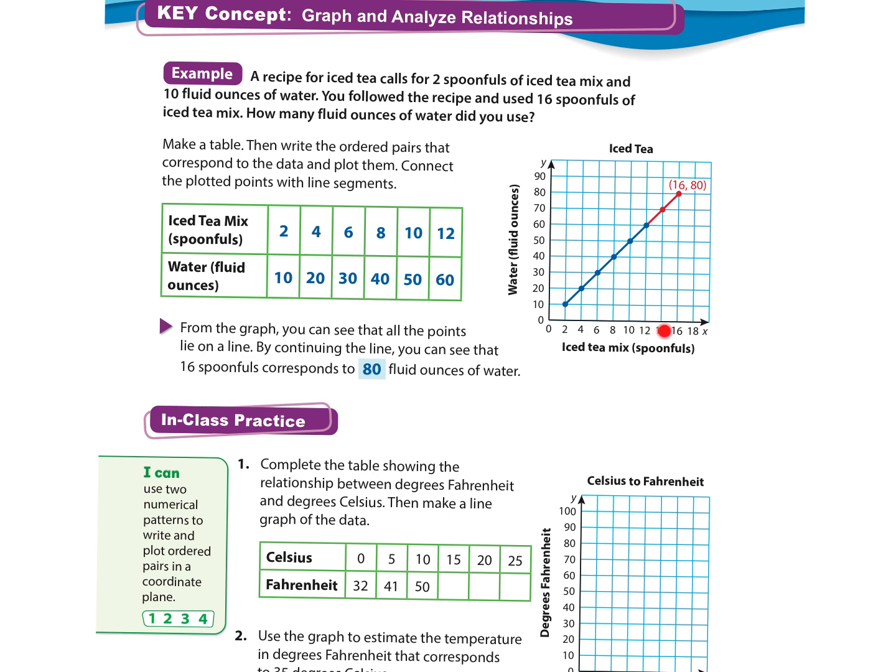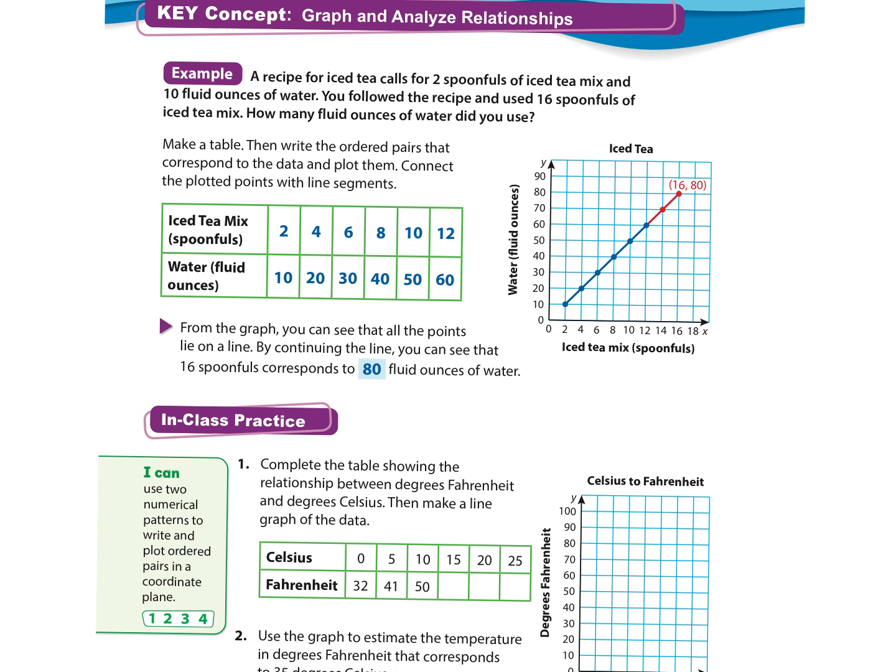So if I go up to 14 spoonfuls, I come up and I continue that pattern, it should be at 70. If I go over to 16 spoonfuls, I go up and it should continue, and it shows me that I need 80 fluid ounces of water. So to answer the question here, I need 80 fluid ounces of water whenever I use 16 spoonfuls of tea.